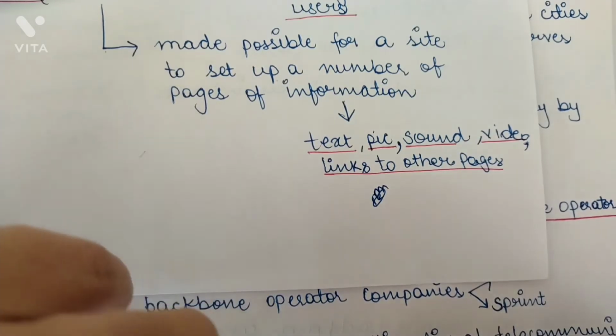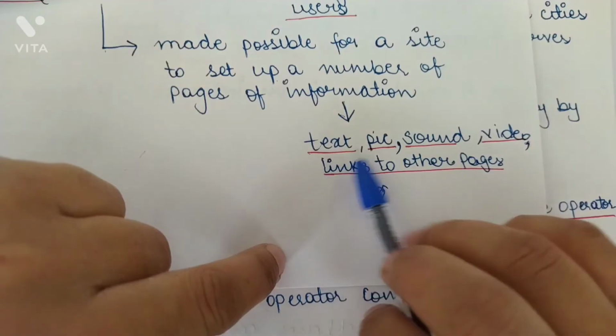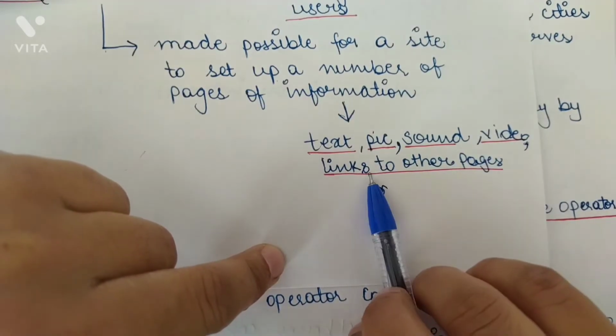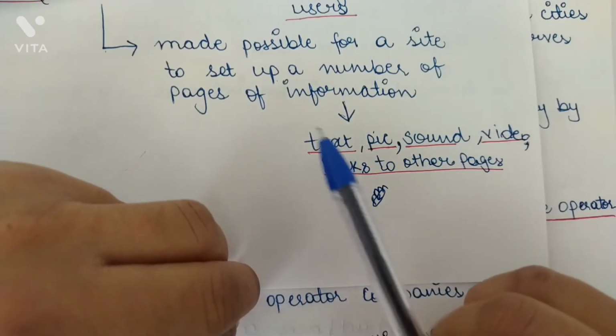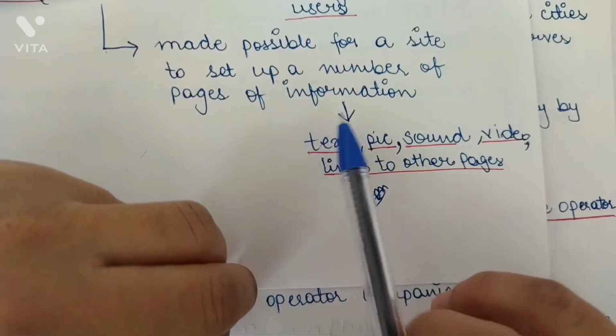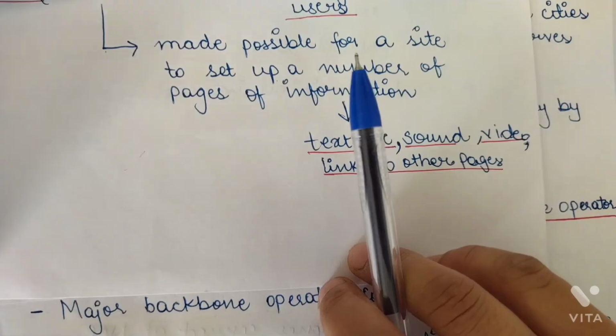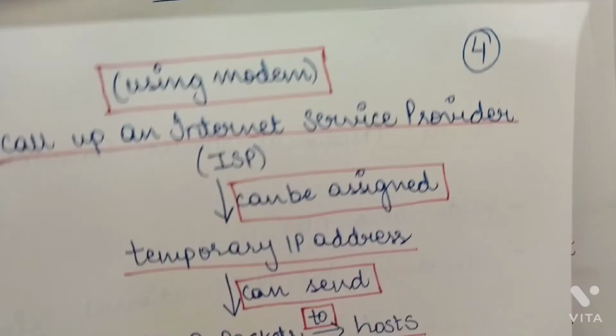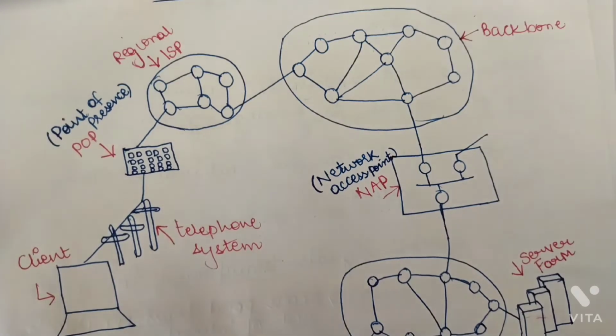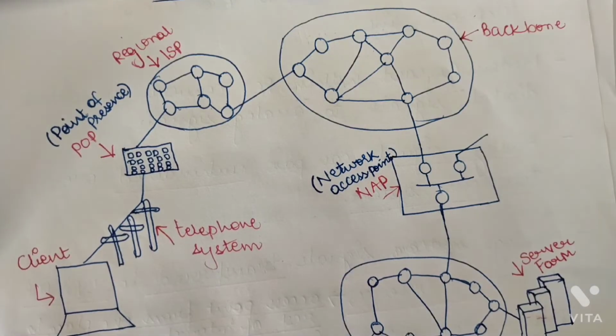So a single page consisted of text, pictures, sounds, videos, links to other pages also. Basically one single site had a number of pages of information. So this was all due to the World Wide Web. All thanks to the World Wide Web that today everyone around is playing with the internet. Of course, it has made things much easier for us than they were earlier.